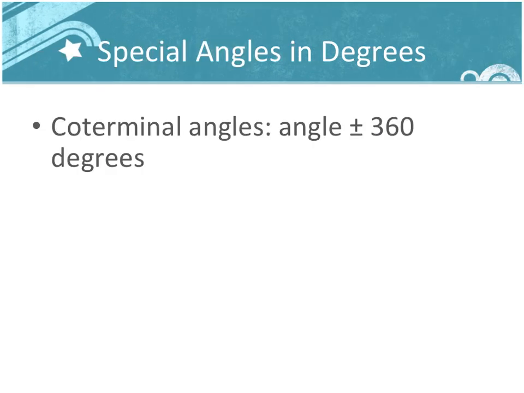We talked about how to find the coterminal angles using radians. This is how you find it using degrees. Because 2 pi is the same thing as 360 degrees, if I want to find the coterminal angles in degrees, I add or subtract 360.